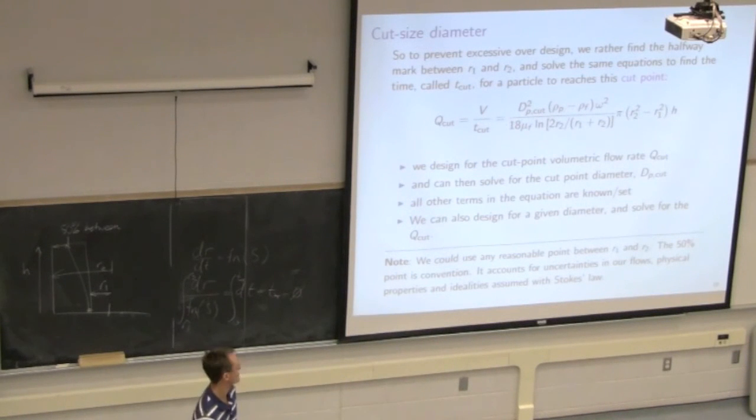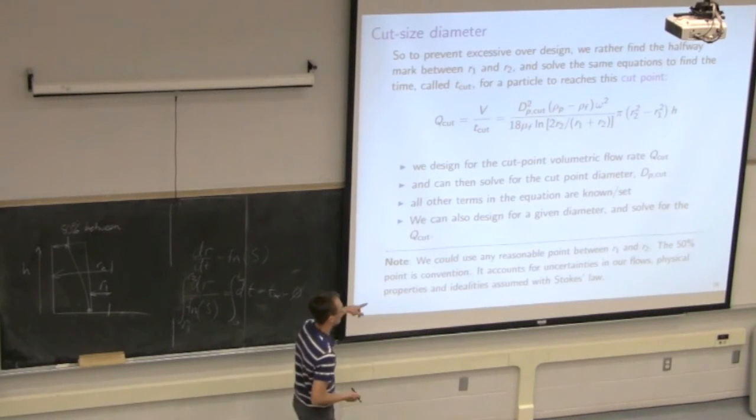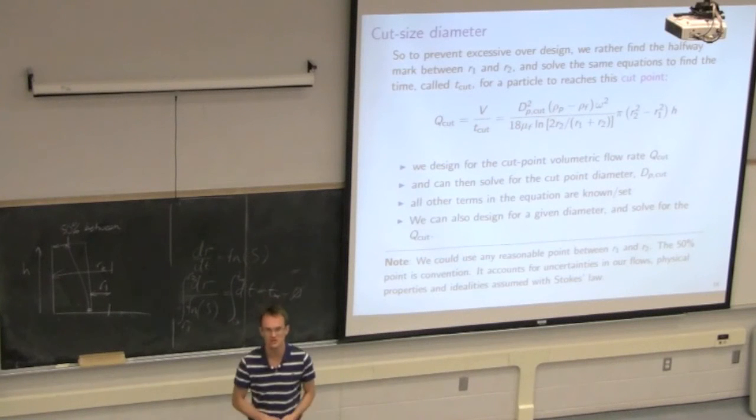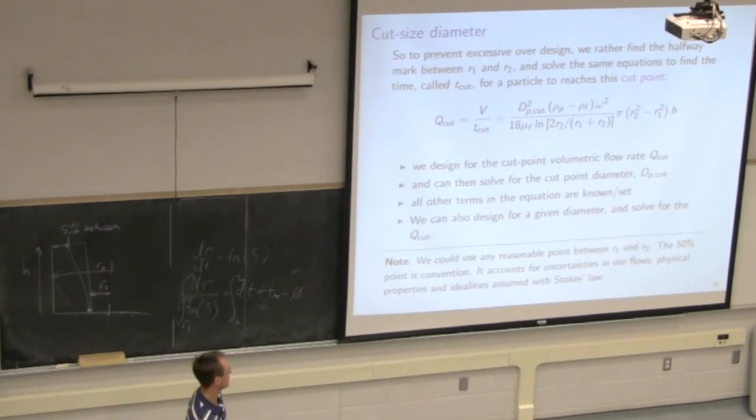the midpoint. And that 50% will also account for uncertainties in our flow patterns, physical properties. We obviously cannot measure our physical properties with 100% accuracy. And we've made some ideal assumptions, so that builds in a bit of uncertainty there for us.